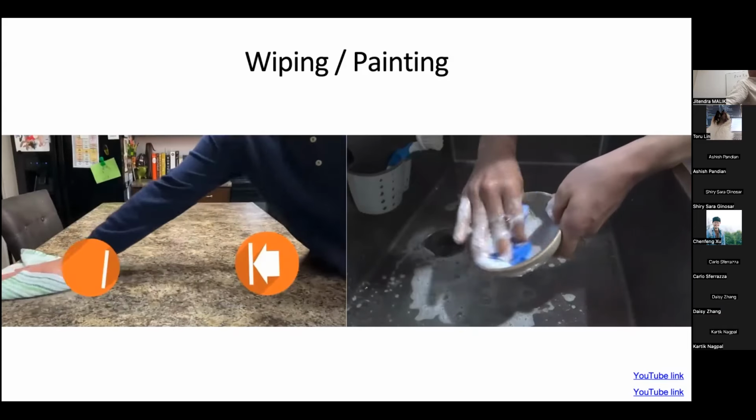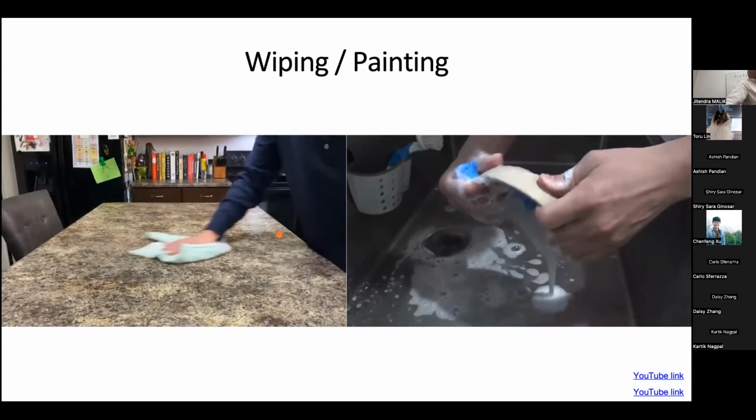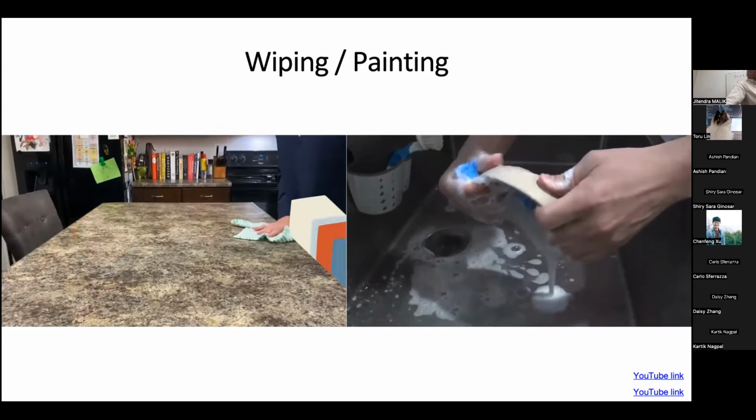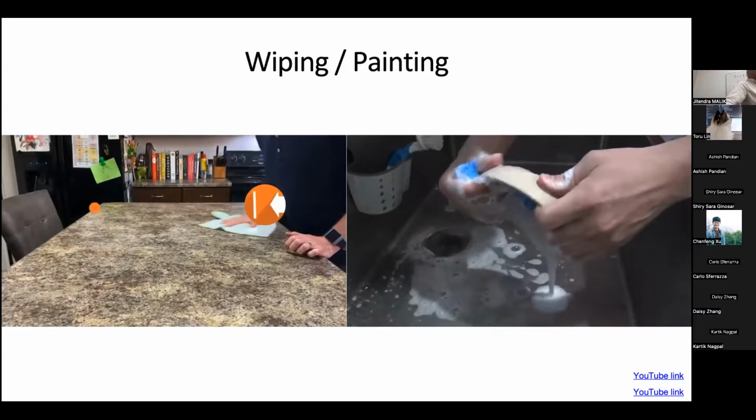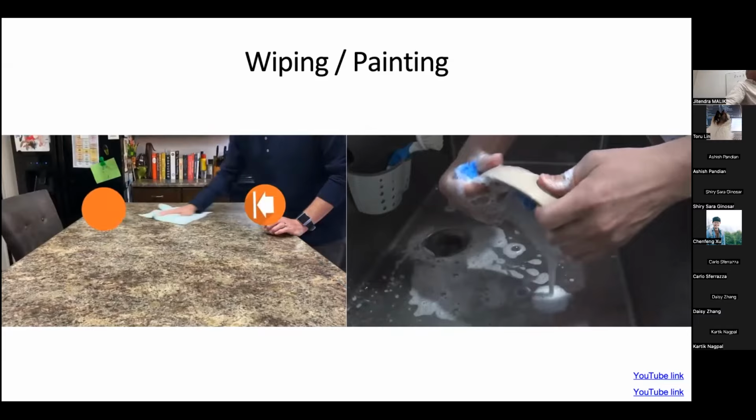Wiping and painting. These are, again, very good examples of a combination of force and position control, because the force you apply is in the tangential direction. In the normal direction, you want it to be 0, right? And you want to apply just a little bit of force because that's necessary to wipe.